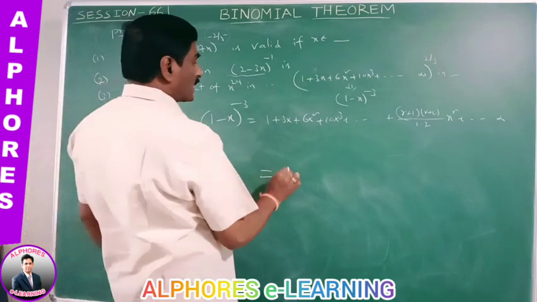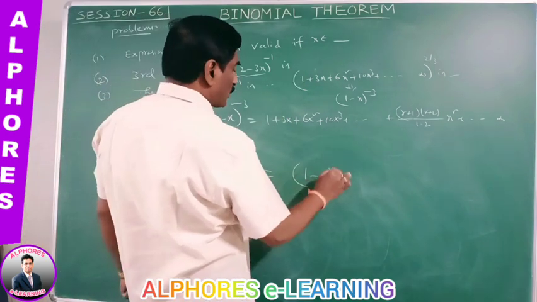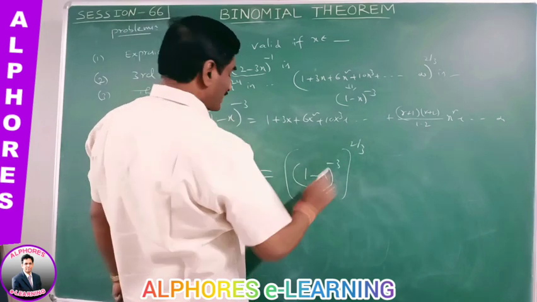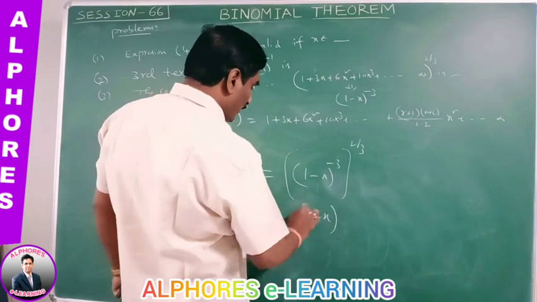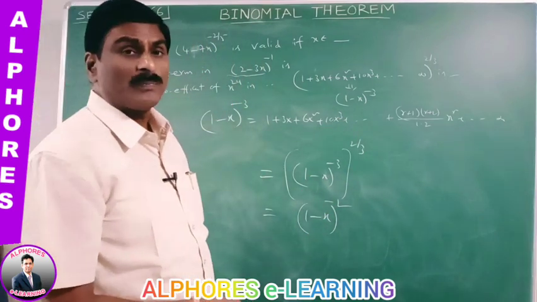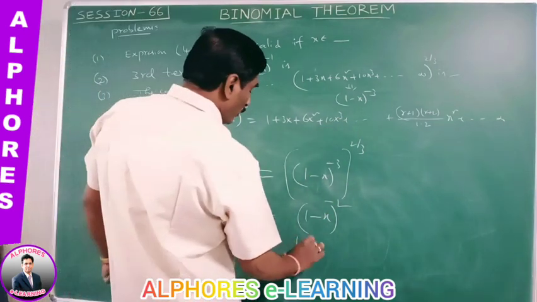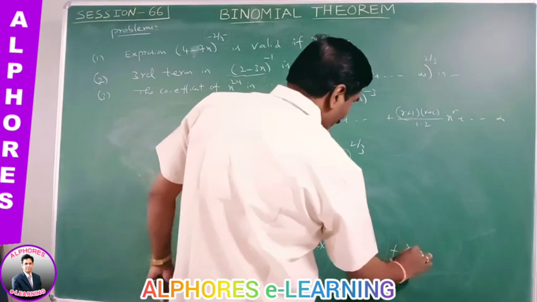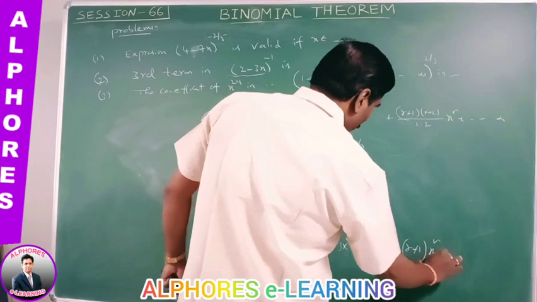So this expansion is equal to (1 minus x) whole power minus 3, whole power 2 by 3. What is this value? 3 cancelled. That means (1 minus x) whole power minus 2. Again, what is the formula for (1 minus x) whole power minus 2? That formula is equal to 1 plus 2x plus 3x square plus so on, (r plus 1) into x power r plus so on, infinite.